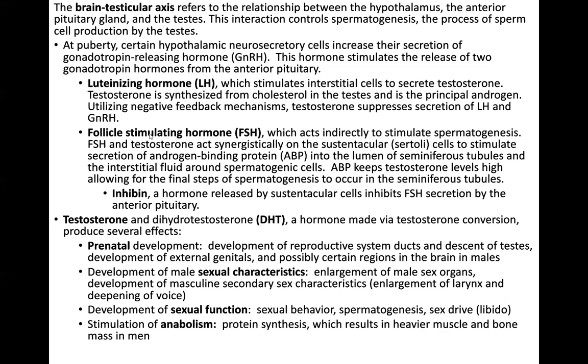Follicle stimulating hormone is going to act indirectly to stimulate spermatogenesis. Together, FSH and testosterone act synergistically on those sustentacular or Sertoli cells, which stimulates the secretion of androgen binding protein, or ABP for short. That's released into the lumen of the seminiferous tubules and the interstitial fluid that surrounds the spermatogenic cells.